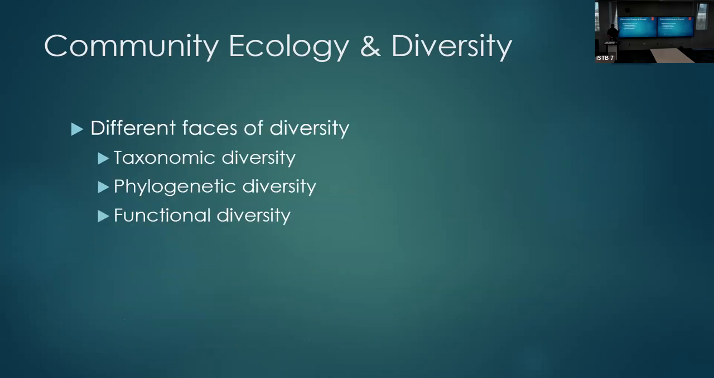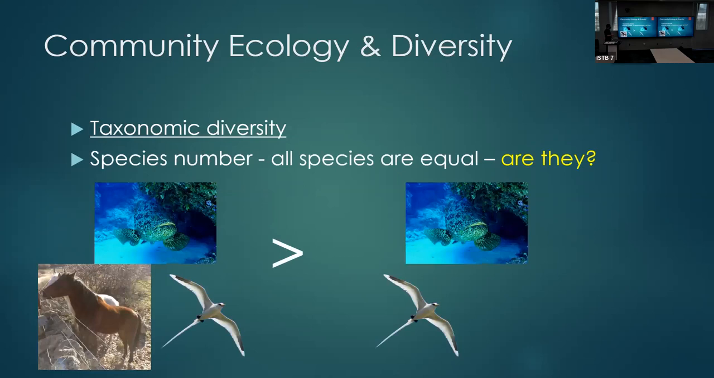And when we measure them, however, when we go into the science, nowadays there are many ways to measure biodiversity. And these are three of the main components: taxonomic, phylogenetic, and functional diversity. So going one by one, the taxonomic diversity is the easiest one to understand. It's just the species number.